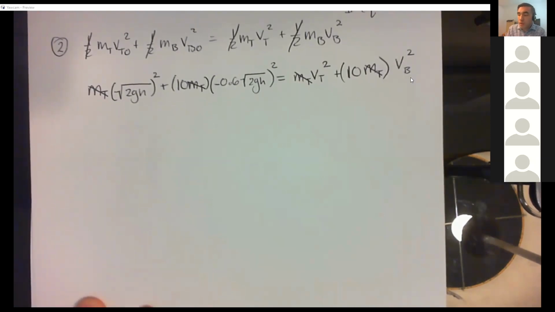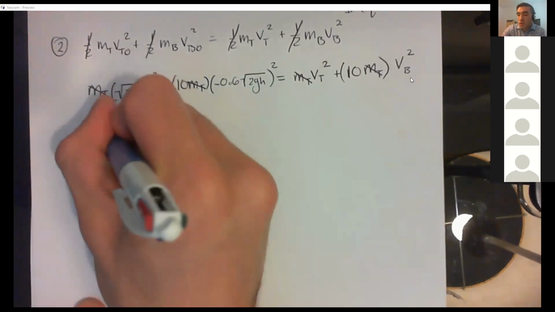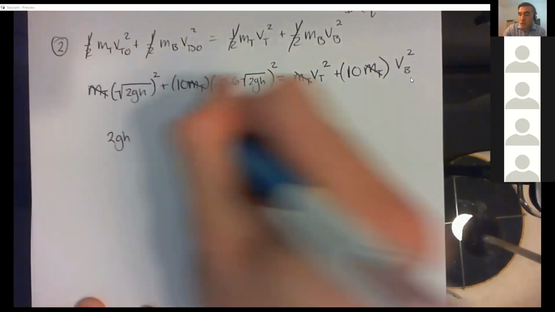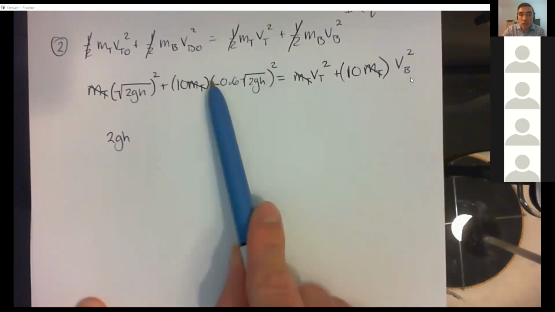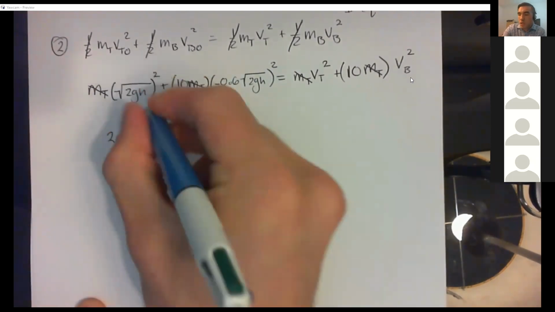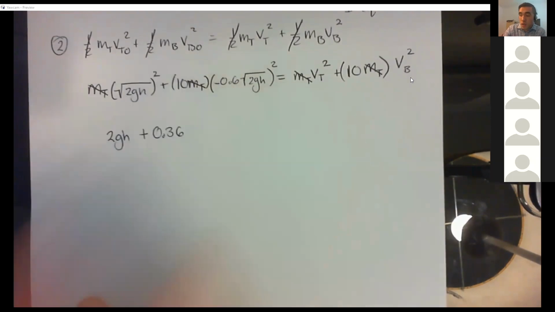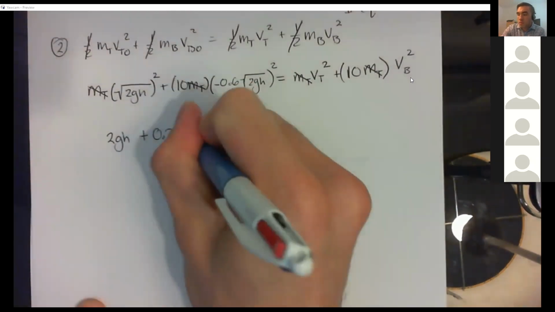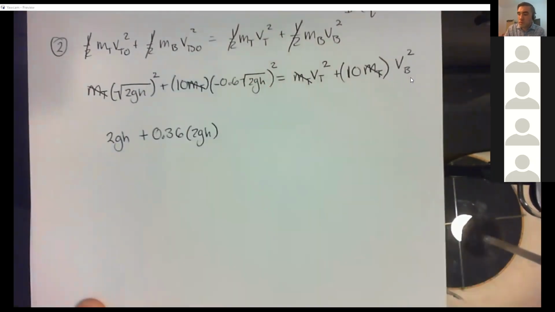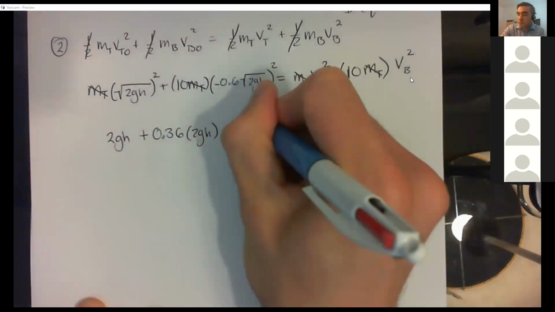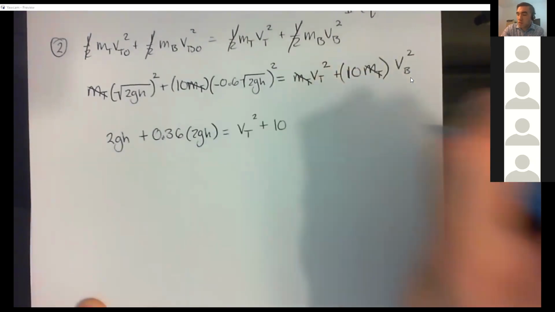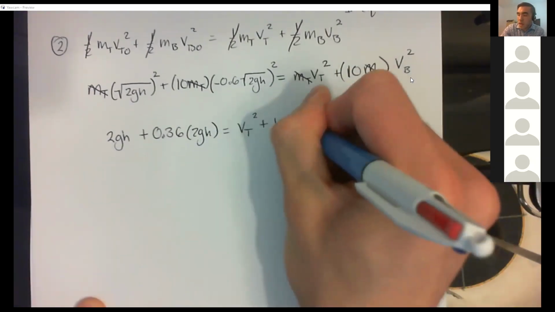So now I'm going to go ahead and clean this up as much as I can. So this is going to give me that 2gh. And then I got to square this. So this will be 0.6 squared, which 6 squared is 36. So this becomes 0.36. Squaring a negative makes it positive, so it'll become plus 0.36 times 2gh is going to be equal to the velocity of the tennis ball squared plus 10 times the velocity of the basketball squared.